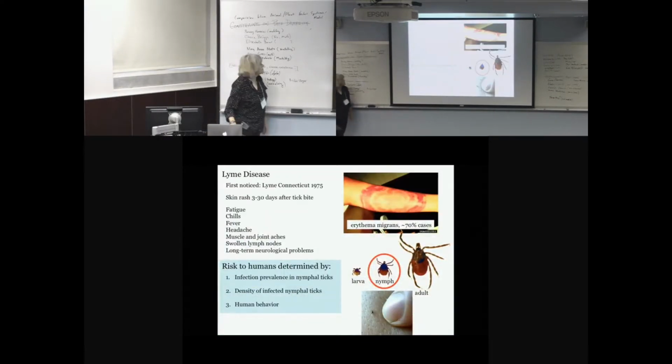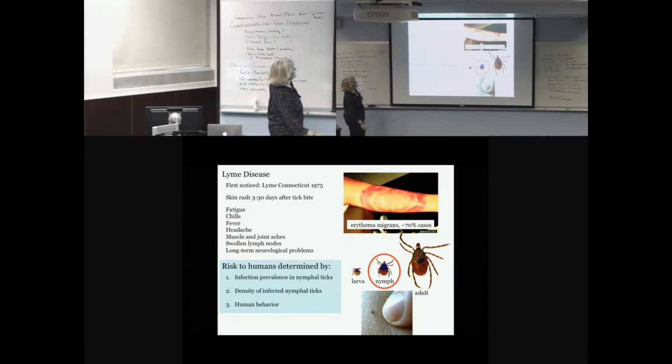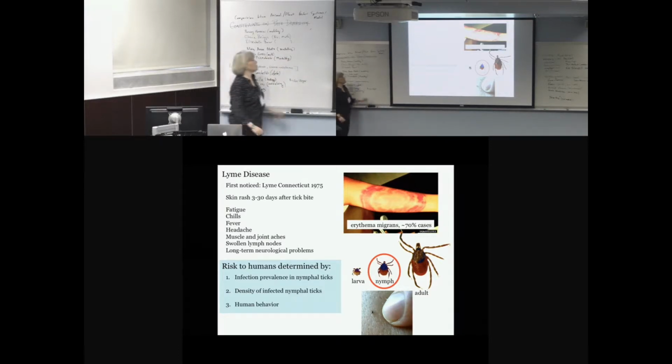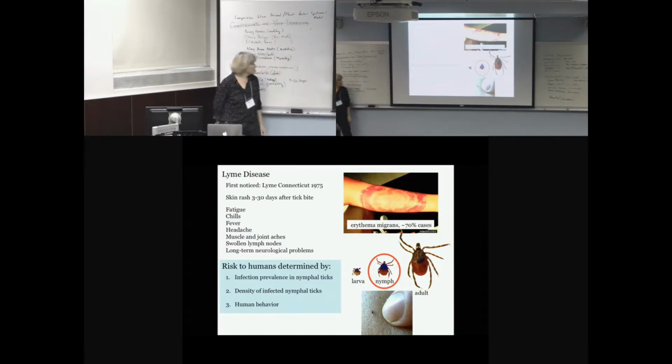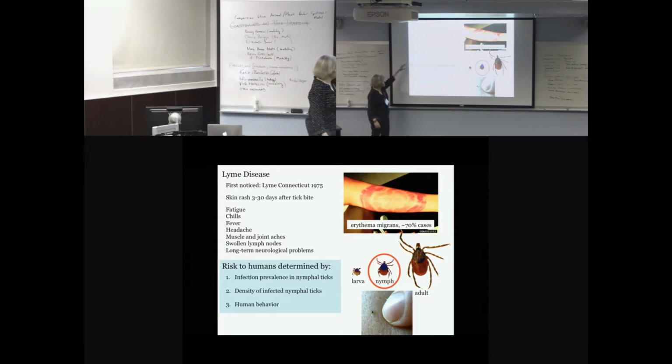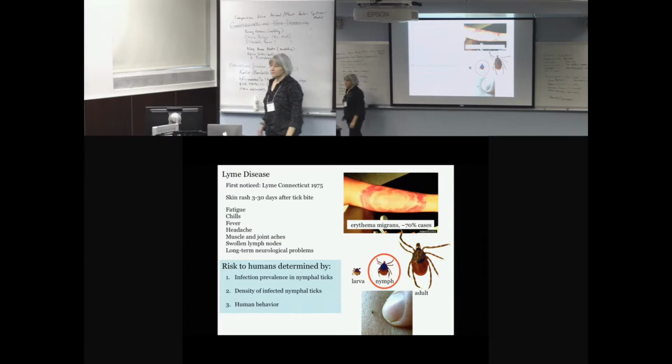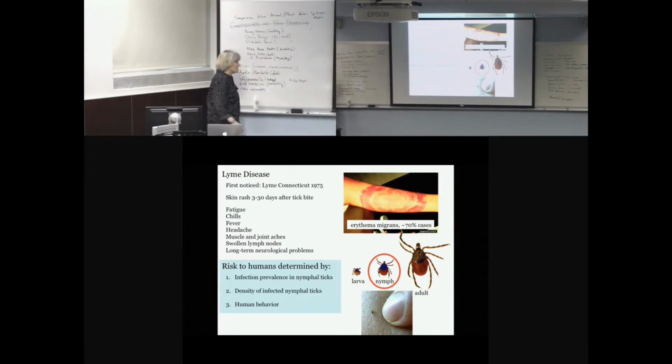Probably don't need to say too much about Lyme disease to you all, because you probably have been to Lyme disease talks before. But it was first noticed in Lyme, Connecticut in 1975. There's a range of different symptoms, ranging from fatigue and chills and fever and so on, down to long-term neurological problems. And usually what we're interested in understanding is the risk to humans, which actually has a number of components, including what's probably the most important risk, the density of infected nymphal ticks. We often also model the infection prevalence of nymphal ticks because it's a lot easier to model.